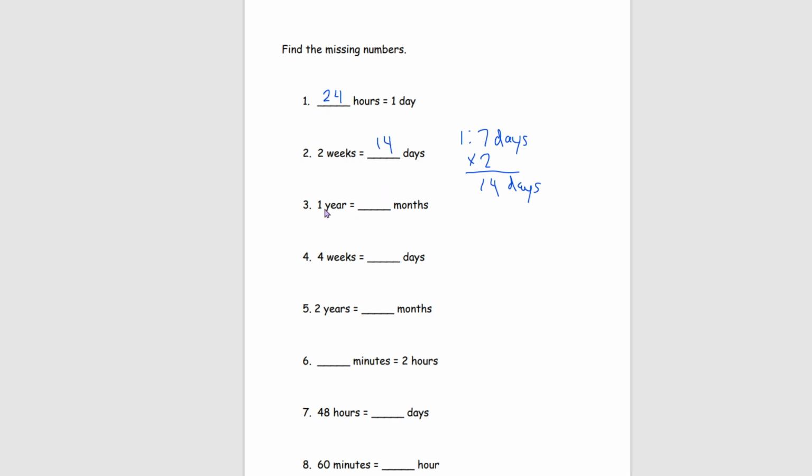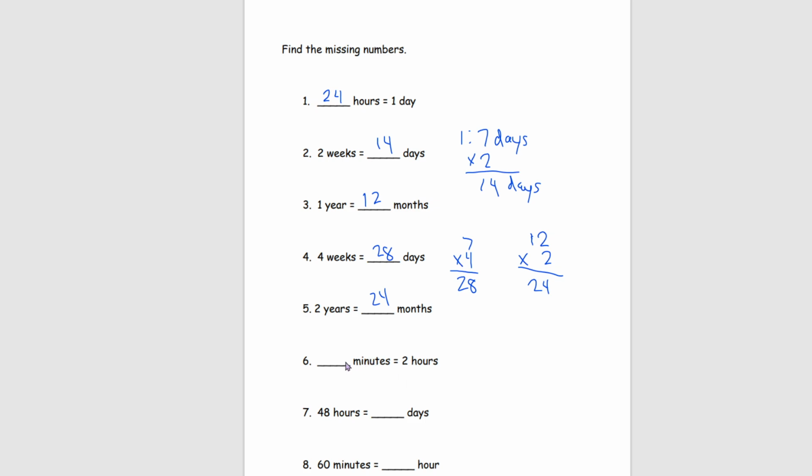For number 3, we have 1 year equals blank months. We know that there are 12 months in 1 year, so we can just fill in 12. For number 4, it says 4 weeks is equal to blank days. Since we know that there are 7 days in 1 week, we can do 7 times 4, which gets us 28. So in 4 weeks, there are 28 days. Number 5, it says 2 years equal blank months. Since there are 12 months in 1 year and there are 2 years, we can just multiply by 2, and we get 24. So in 2 years, there are 24 months.